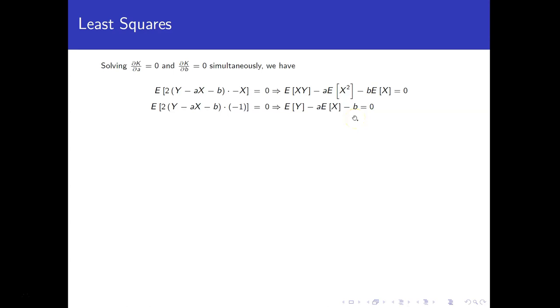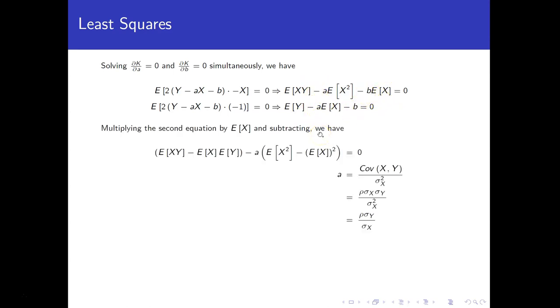I want to solve these simultaneously, so let's eliminate one of the variables. If I multiply the second equation by the expected value of x and subtract, the b terms will go away, and I'll just have something in terms of a. The first equation has the expected value of xy. The second equation now has the expected value of x times the expected value of y. When we subtract, we get those two terms grouped together. In the first we have the expected value of x squared, and in the second the expected value of x, quantity squared, again grouping those terms together. Those with the b's in them cancel, and we still have 0 on the right-hand side.